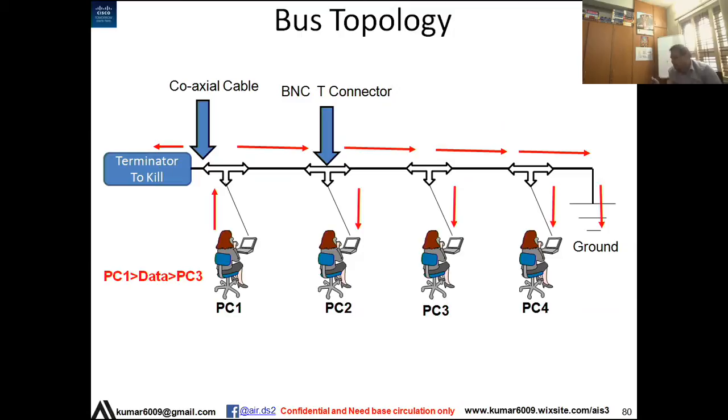Why are we grounding or killing the data? Because there is something called a bounce back problem. Like an echo, it hits and comes back, right? It causes unnecessary confusion. So it is better to kill the packet which is going out of the end of the network. So you ground it or kill it.